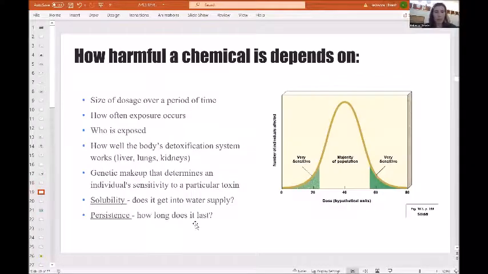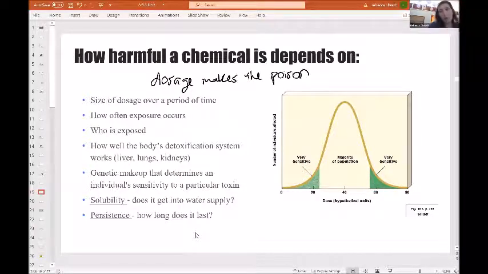How are we exposed? Then we want to look at the dosage over a period of time. I'm sure you've heard the saying, the dosage makes the poison. Technically, water can even be harmful to us in high enough dosages. So it's not just that a chemical causes harm; you have to actually have the risk of exposure in the environment, in your home, et cetera.